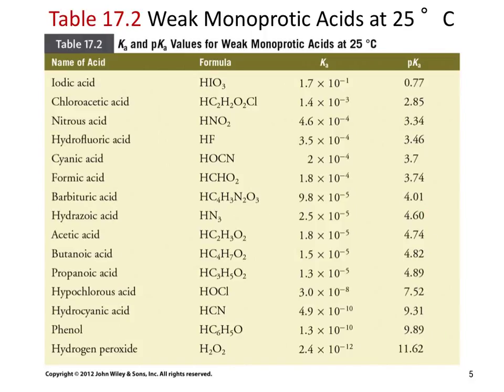So some examples, hydrocyanic acid, right? It's a very small Ka, meaning that it's not going to dissociate very much, and so then we see a large pKa. So remember, the bigger the pKa, the weaker the acid. The smaller the pKa, the stronger the acid.